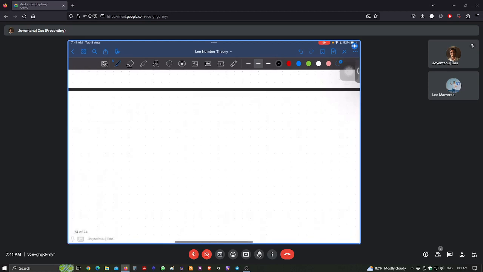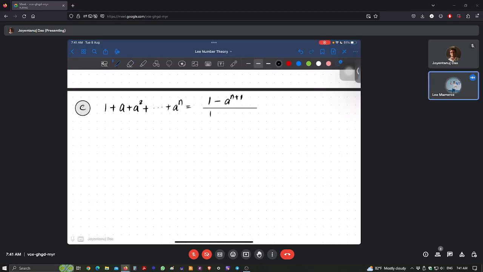Right. So next one is part C. It's 1 plus a plus a square all the way up to a power n. So this is given by the formula (1 minus a power n plus 1) over (1 minus a). And the condition is that a is not equal to 1. Right. The base would be n equal to 1.